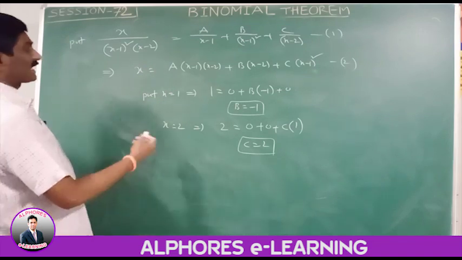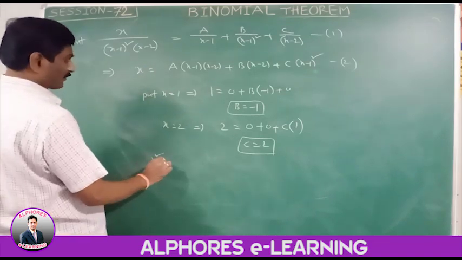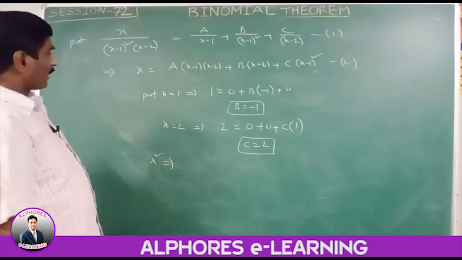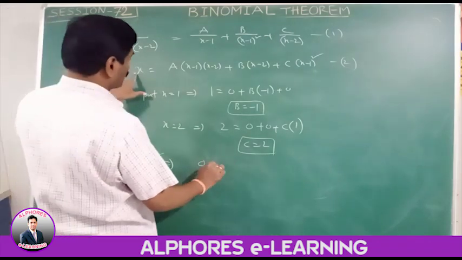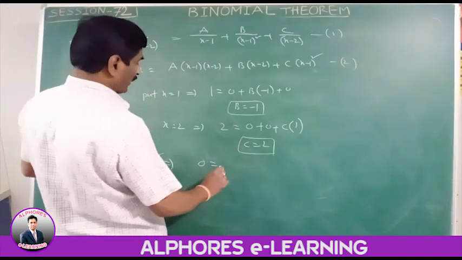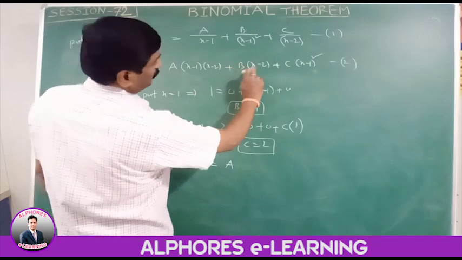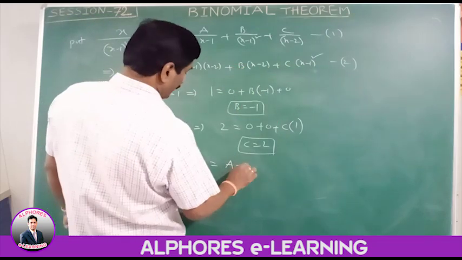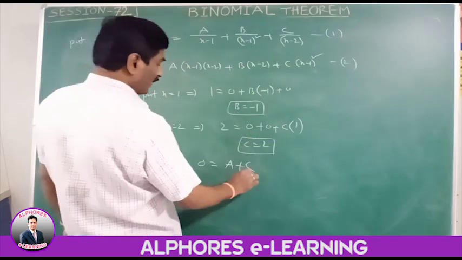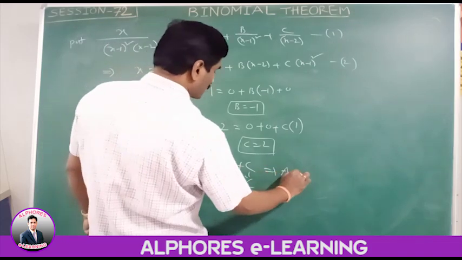What is the higher coefficient? x square. By equating the x square coefficient or the constant term, any one value will do. By equating the x square coefficient, the LHS value is equal to 0. Here x into x means x square into a means a, plus here there is no constant term, and the x square coefficient is c. So a plus c is equal to 0. Already we found the c value is 2, so a is equal to minus 2.